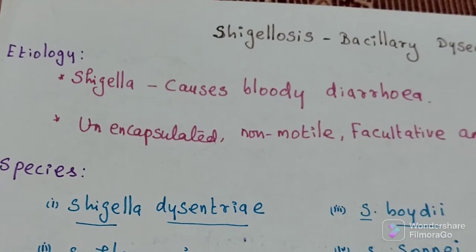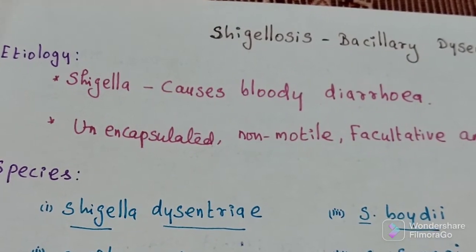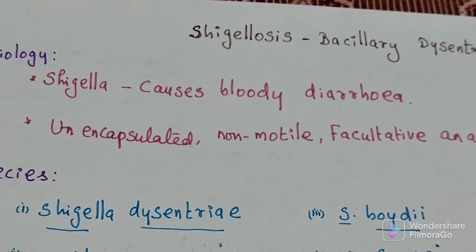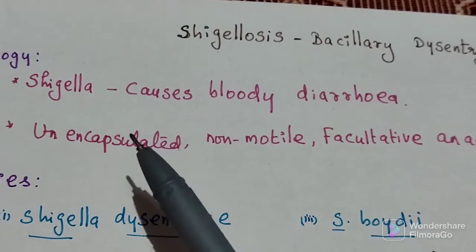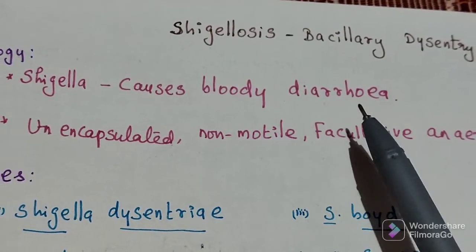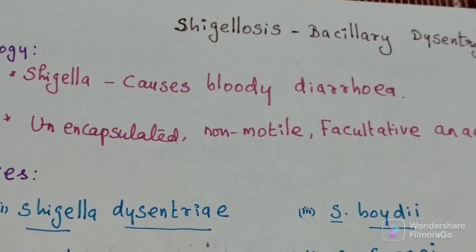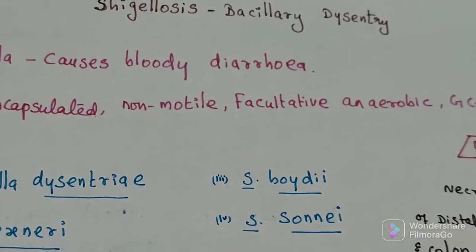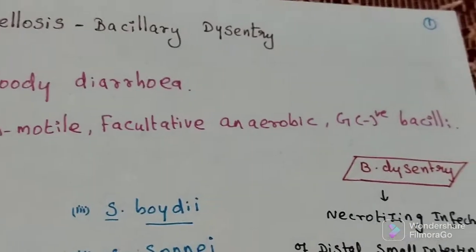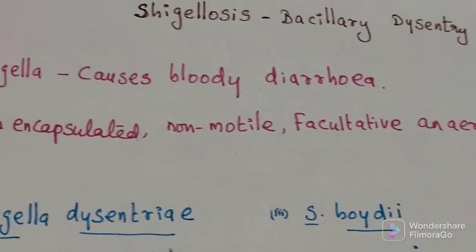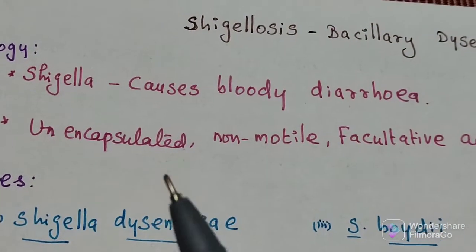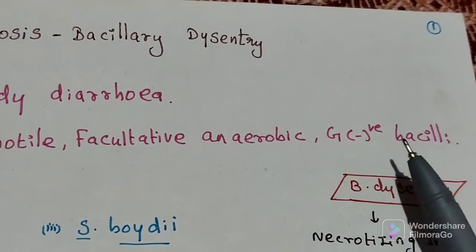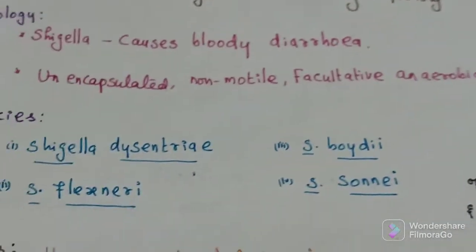Now moving to etiology. Shigella is one of the most common causes of bloody diarrhea. It is an encapsulated, non-motile, facultative anaerobic, gram-negative bacilli.